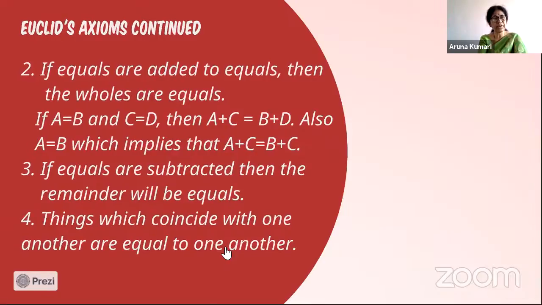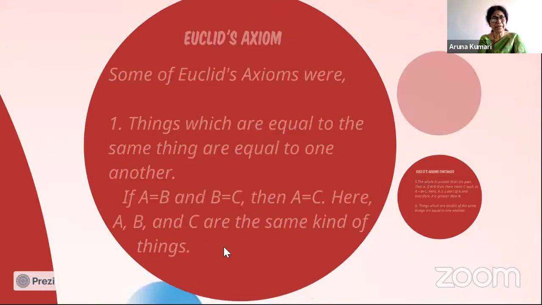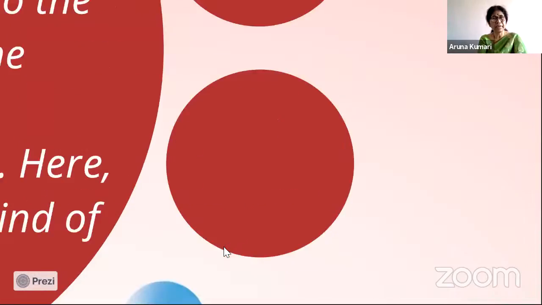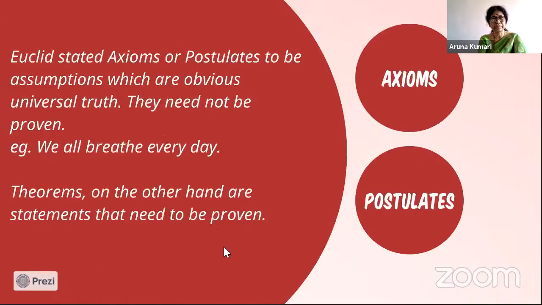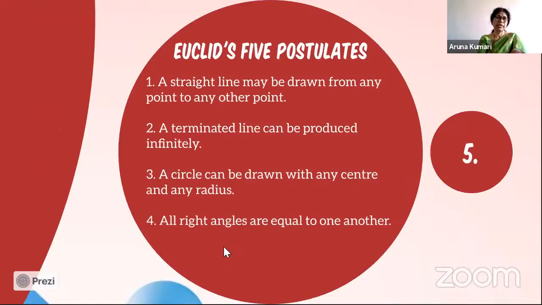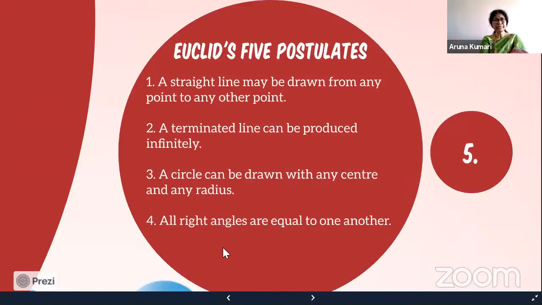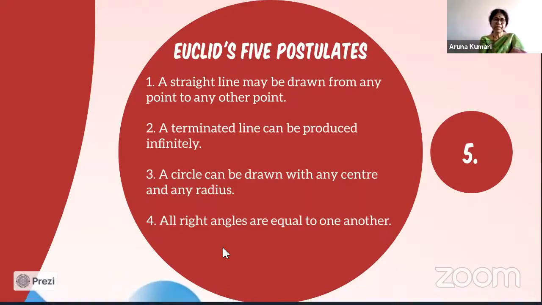Okay, axioms over. Next, coming to the final one, that is postulates. Here we'll study 5 postulates of Euclid. And we just completed 6 axioms of Euclid. Okay, students?